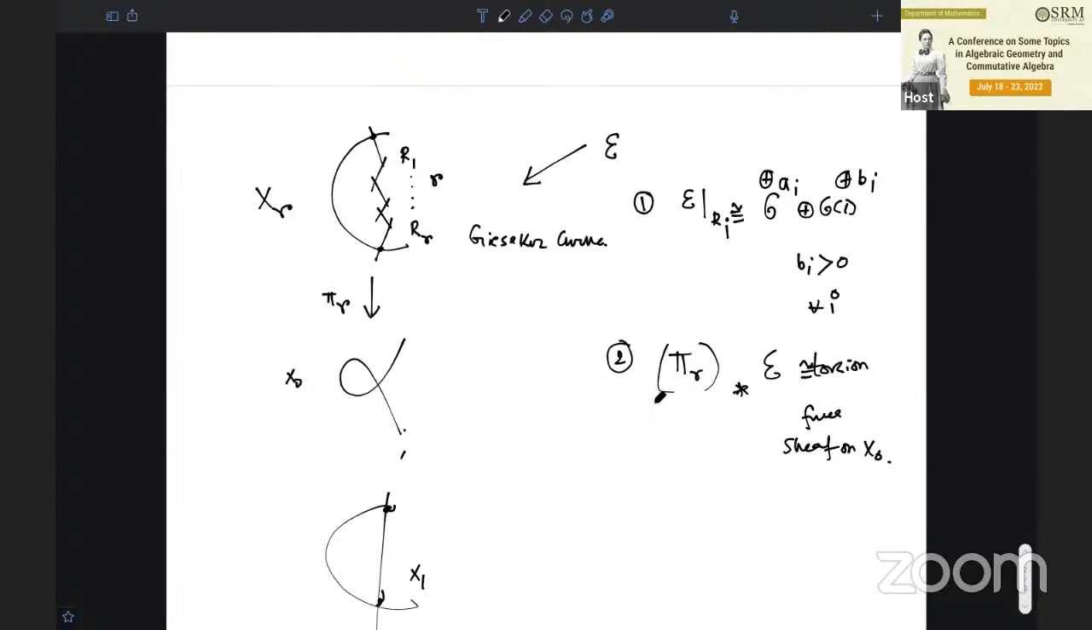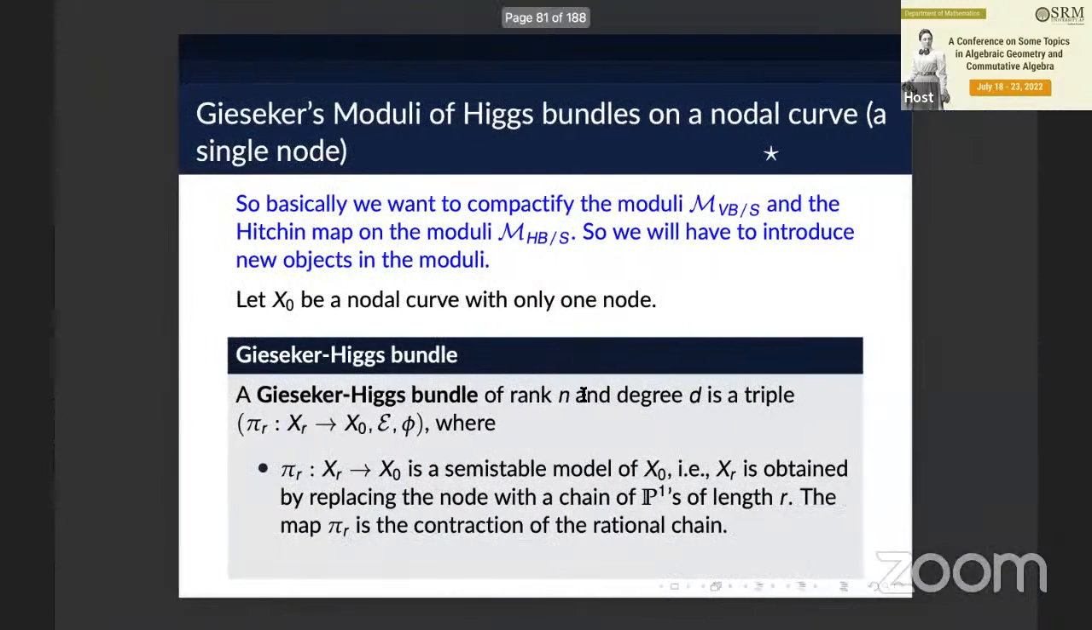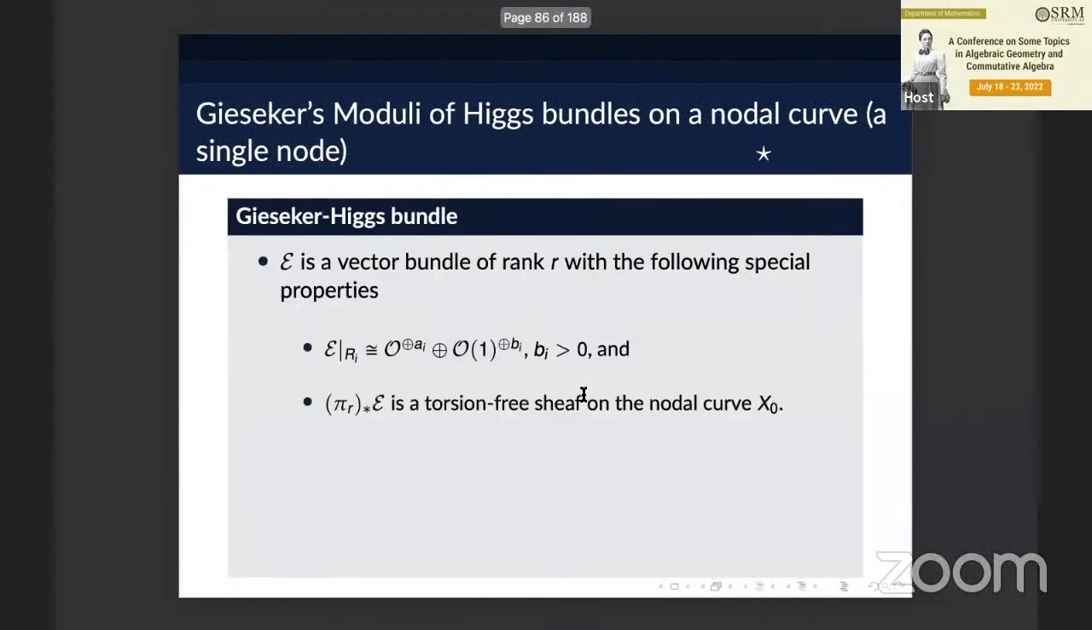And the second condition it should satisfy is that the push forward of this vector bundle should be a torsion free sheaf on this nodal curve. So if a vector bundle satisfies these two conditions, then we call it a Gieseker vector bundle or admissible vector bundle.